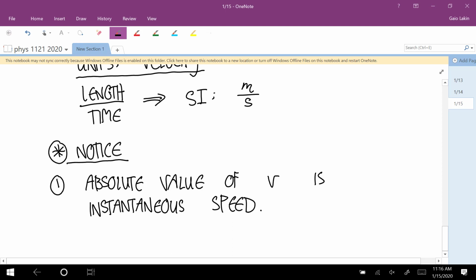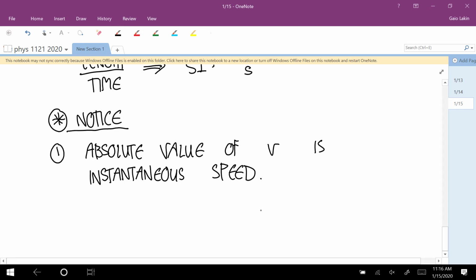So if the velocity is negative 48 meters per second, it means it's moving at a speed of 48 meters per second. And just like with all the directional quantities that we deal with, the sign tells you the direction. In this case, the sign tells you the direction that the thing is moving at that instant.